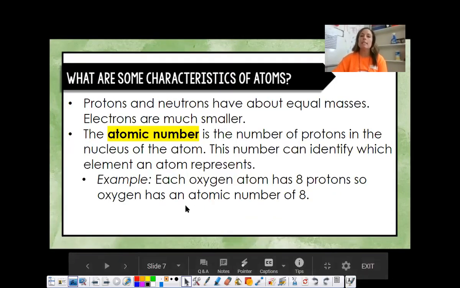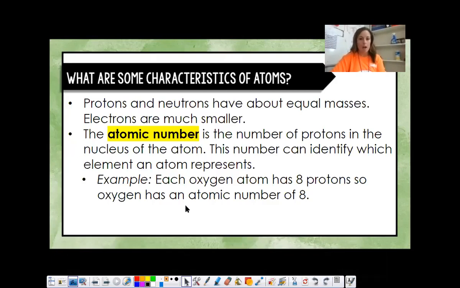All right, so let's talk about a few characteristics of atoms. Since protons and neutrons have about equal mass, they're what make up the majority of the mass of the atom. The electrons are much smaller, so they do not really make up any of the mass.